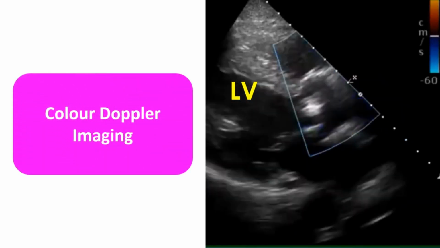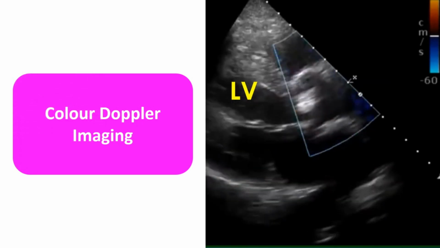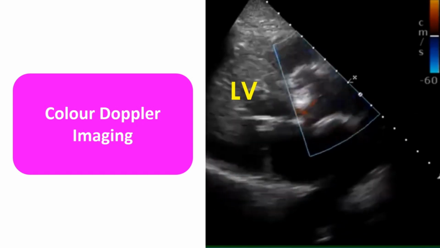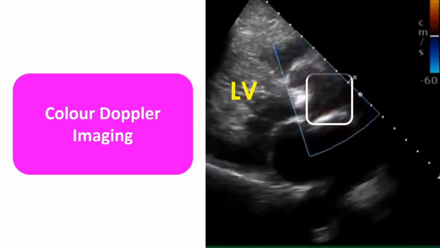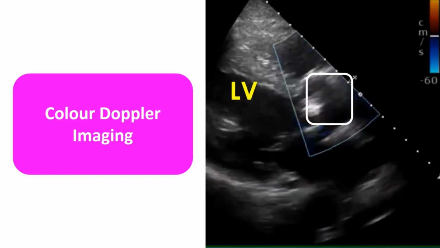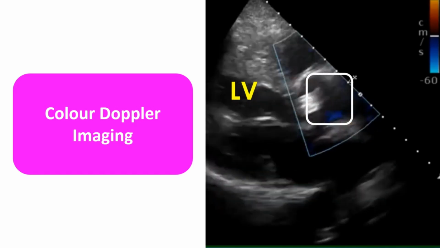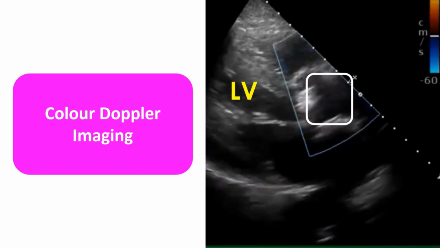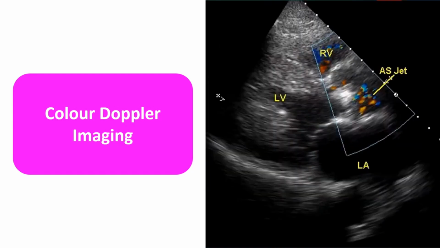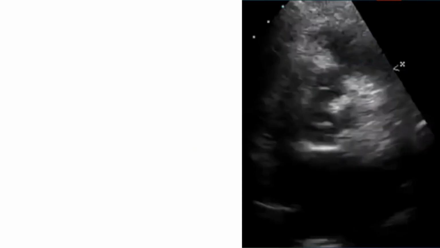Color flow mapping from parasternal long axis view in aortic stenosis shows the domed aortic valve with narrow aortic orifice and a mosaic multicolored jet beyond the aortic valve indicating turbulent flow due to the stenosis. Note that left ventricular cavity is quite small in systole due to the hypertrophy. Still image from parasternal long axis view with color Doppler showing the AS jet beyond the domed and densely calcified aortic valve.